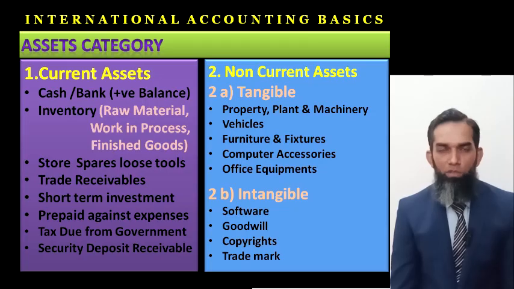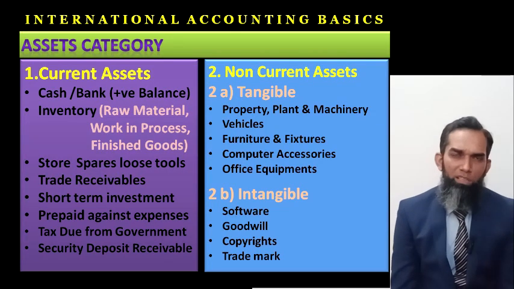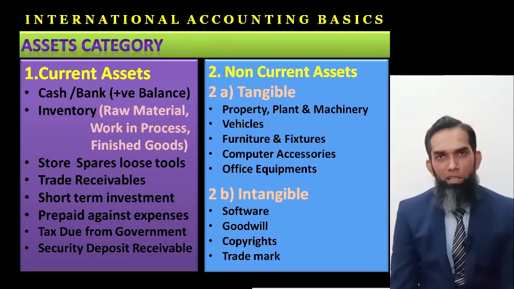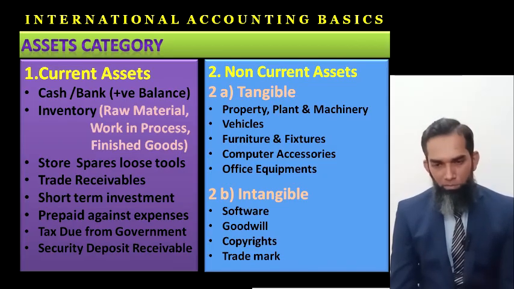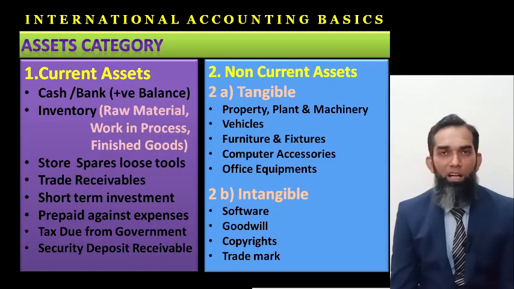And if we now talk about non-current assets, they can be broadly classified into two categories: tangible and intangible. Tangible assets of the company are property, plant and equipment, vehicles, furniture and fixtures, computers and accessories, and office equipment. These assets are all acquired to run and operate the business.